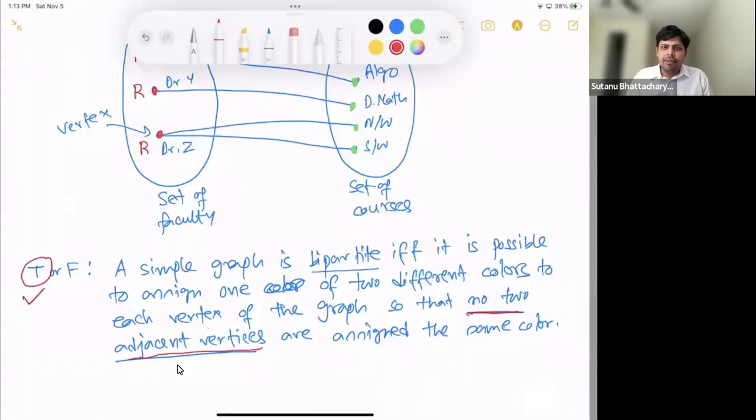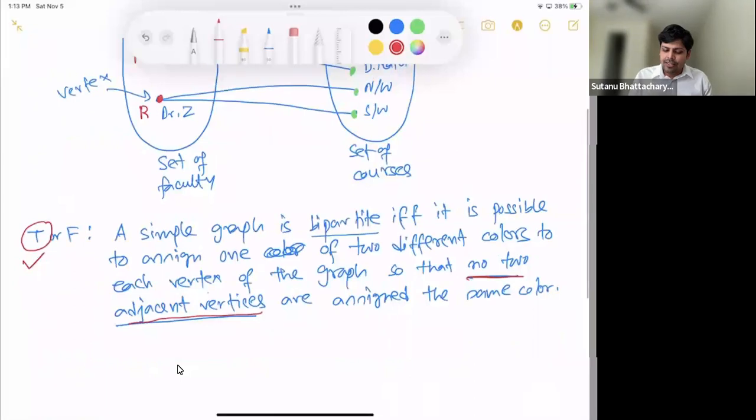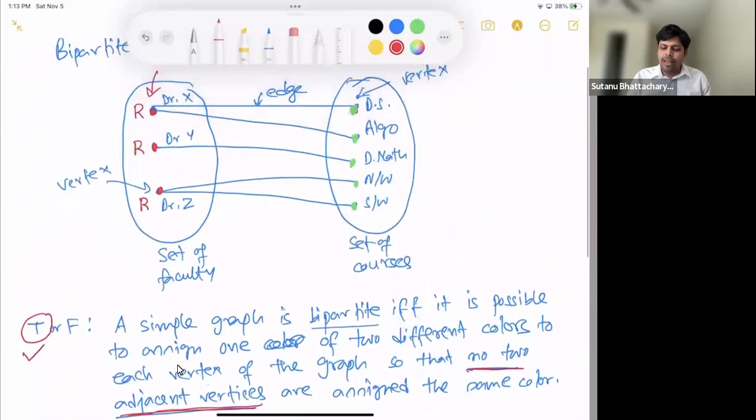So for any bipartite graph, you can use only two colors to color the graph such that no two adjacent vertices share the same color. This is also called the color theorem. We'll come to that point maybe at the end of today's lecture. So that's also an important point, the color theorem. I hope it is understood. So any bipartite graph, you can assign only two colors so that no two adjacent vertices share the same color.